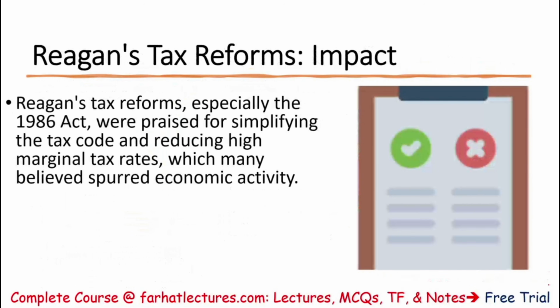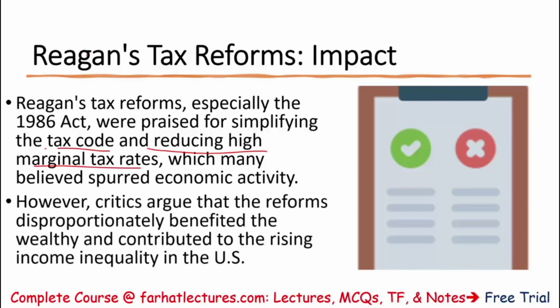What are the pros and the cons? The pro is that the 1986 act was praised for simplifying the tax code. The tax code became simplified. So think about how complicated it was. It's still complicated now. It reduced high marginal tax rates, which many believe spurred economic activity. Critics believe, well, it benefited the wealthy and contributed to rising income inequality in the U.S.